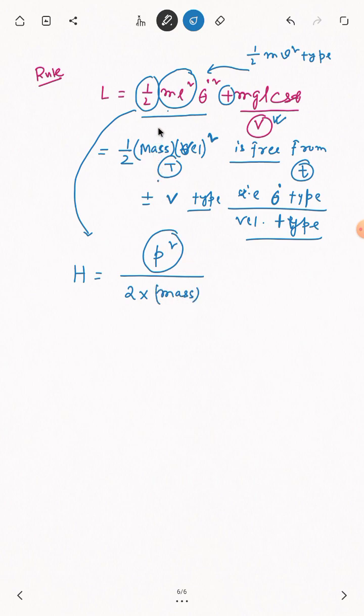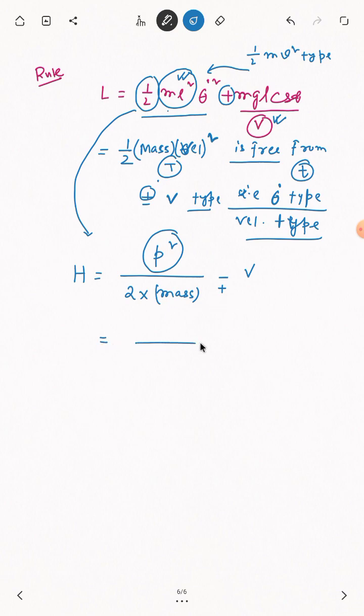What will be that mass? The mass will be here m l square, and if there is this plus sign, you should write minus sign and put that V here. If this is plus minus type, this will be minus plus type. This is the change. Just change the sign of potential energy. If it is plus, then you should take minus. If it is minus, then you should take plus.